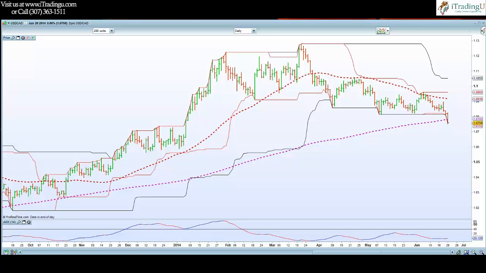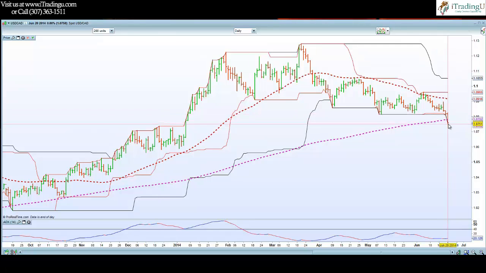Let's look at the charts for the week that we want to watch. We're going to start with dollar CAD. Dollar CAD broke through the 55-day low on Thursday. You see the ADX is now turning above 20, meaning the trend is getting stronger. We had 3 down days, strong down days. We're below the 50-day moving average, and we closed below the 200-day moving average on Friday.